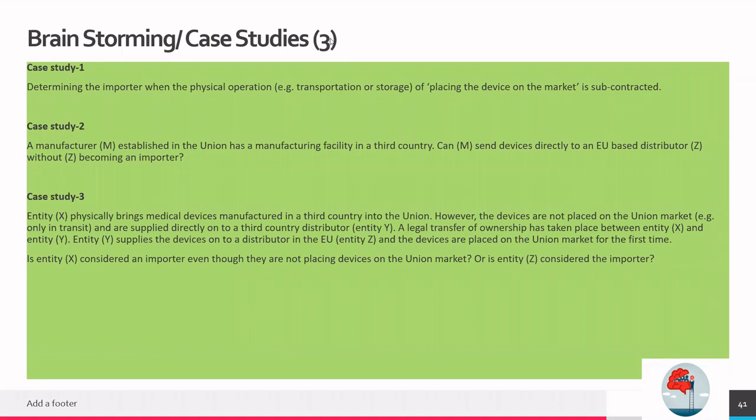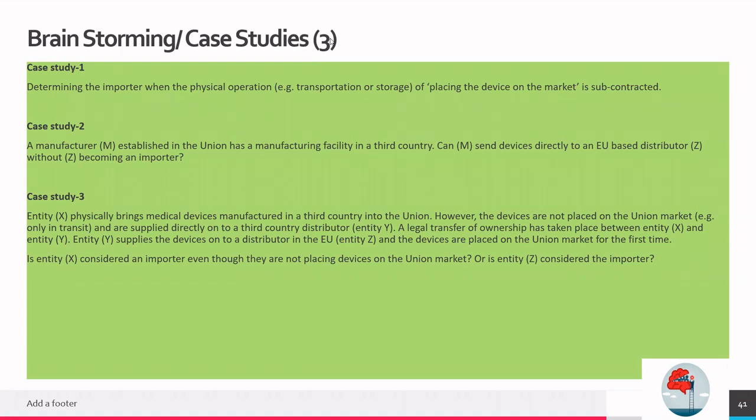Next, case study 2. A manufacturer M, established in the union, has a manufacturing facility in a third country. In a third country, the manufacturing facility is there. So can the manufacturer send devices directly to the European based distributor, that is Z, without Z becoming an importer? Please, guys, you can discuss.